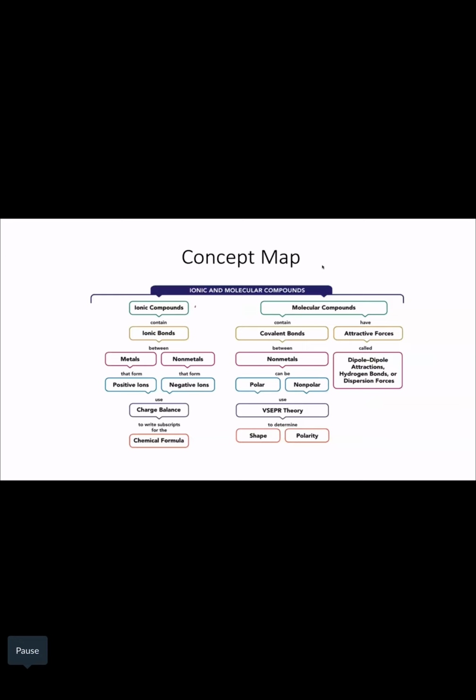So what we have learned about ionic compounds: ionic bonds, metals and nonmetals, positive ions, negative ions, charge balance, chemical formulas. Molecular compounds: we learned about covalent bonds, attractive forces, nonmetals, polar, nonpolar. We learned how to work out the geometries, how to place the electrons, and how it affects shape and polarity, okay? And attractive forces, and how they relate to dipole, hydrogen bonding, and dispersion forces.